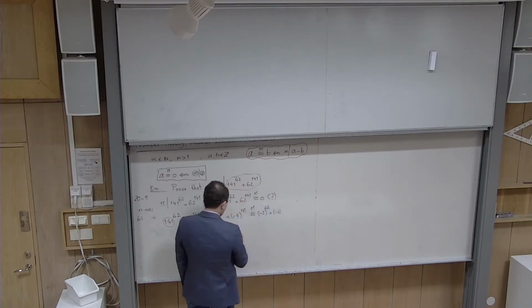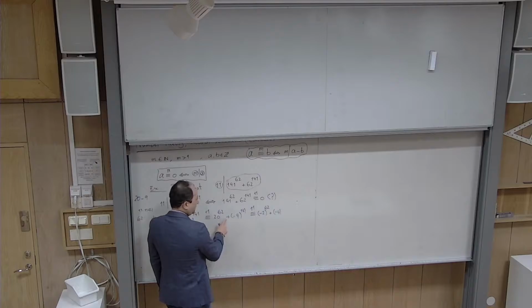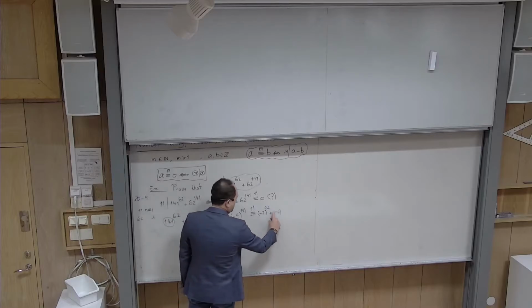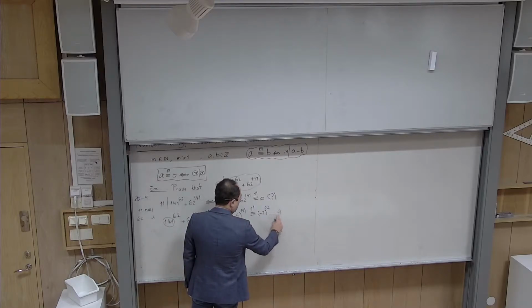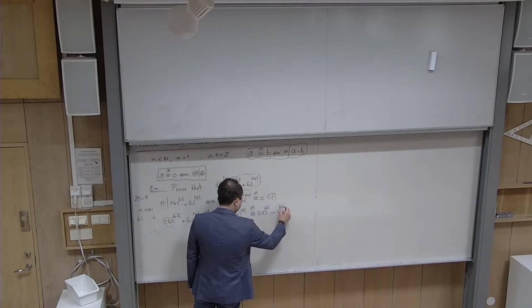And by the way, can I bring this minus sign out? Yes, because this is an odd number. A negative number raised to an odd number remains negative. So I don't need to write plus or minus. I can just simply write minus 141.